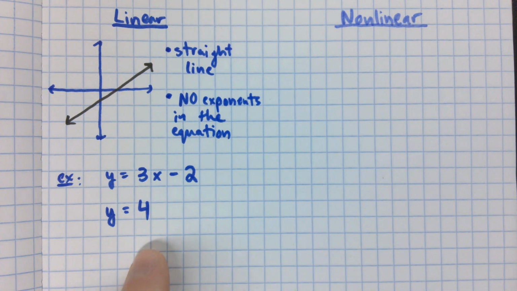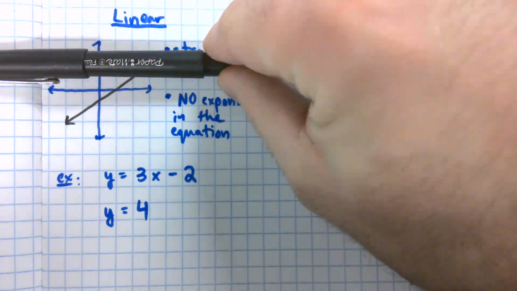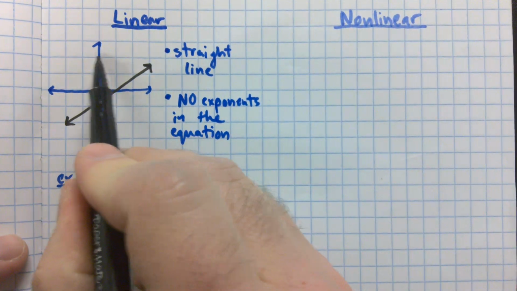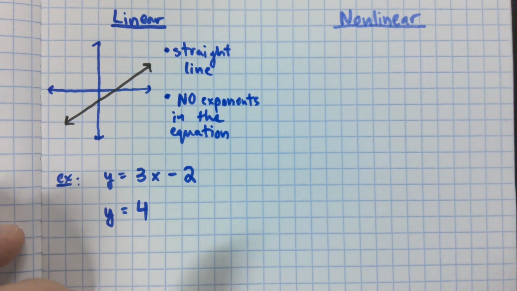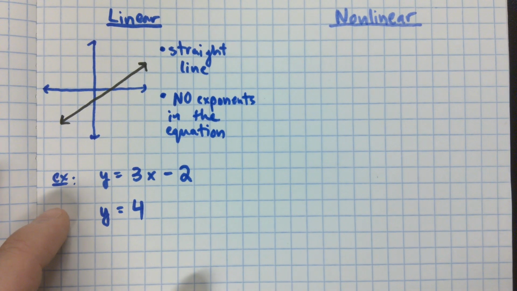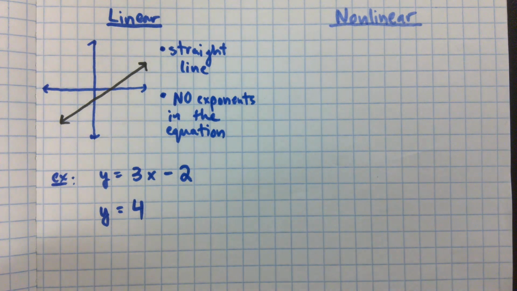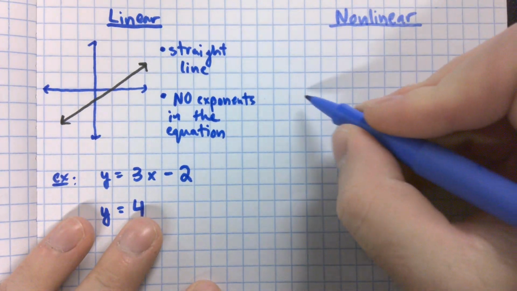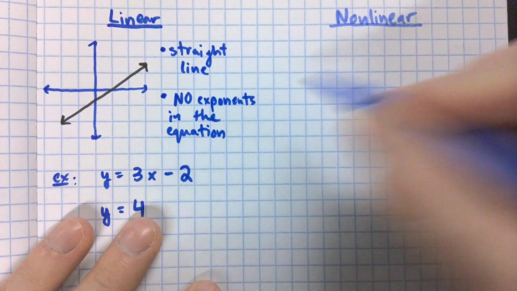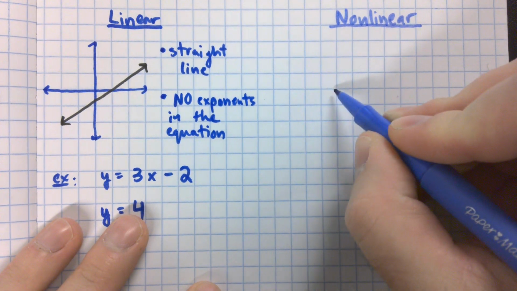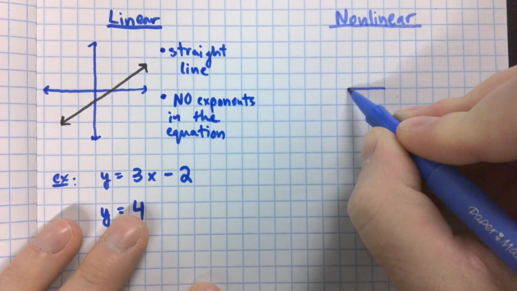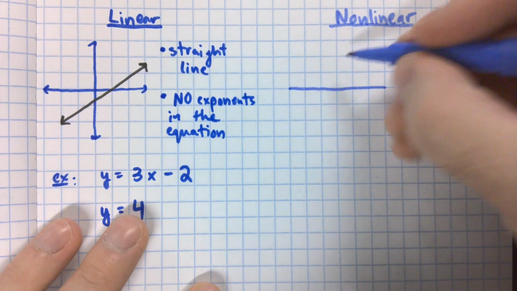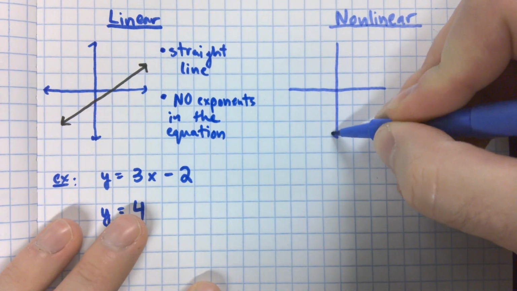So y equals 4 would be like a horizontal line with a y-intercept up here at 4. It would just be a flat line like that, which is linear, a straight line. A flat line is a straight line. Now, non-linear is going to look something like this. Not a straight line.